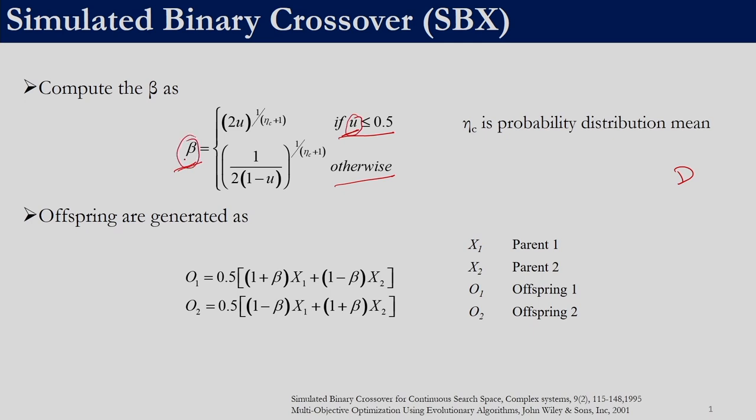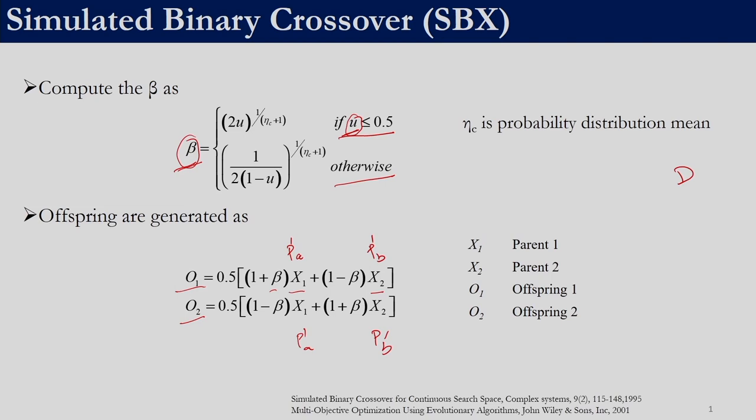Once we calculate the beta value, then we know the parents. So, once the beta values are known, using the two parents x1 and x2, or let us say p prime a and p prime b. x1 and x2 you might be confusing with the decision variables, so to distinguish that, we can use p prime a and p prime b. These are the two parents which are undergoing crossover. Once we know beta, we can use these two equations to generate two new offsprings. So, this is how we will be generating two offsprings using SBX crossover.